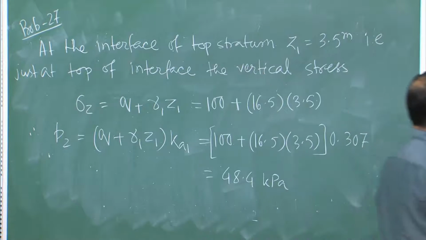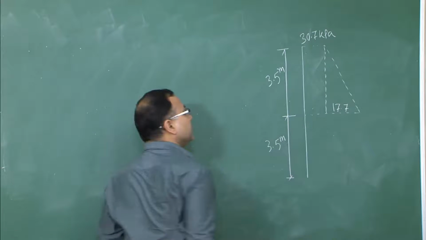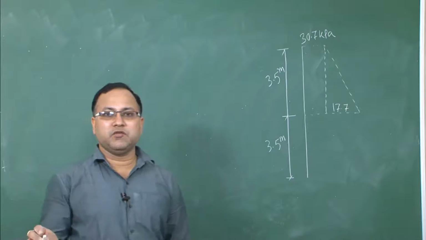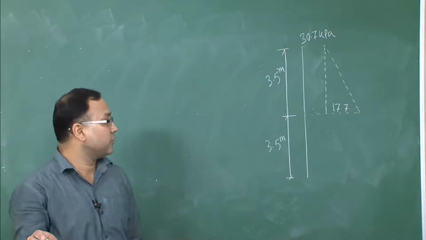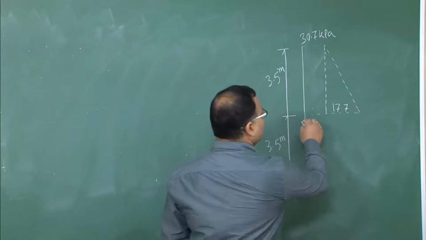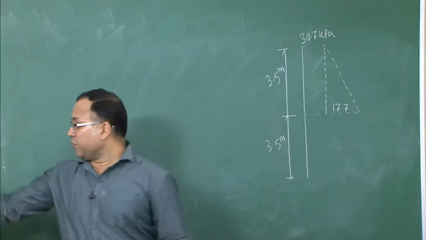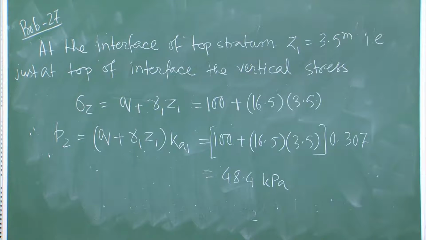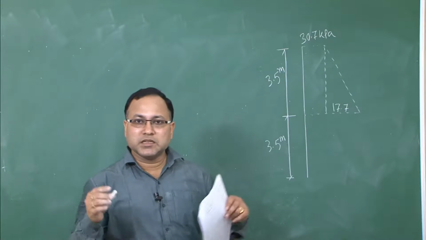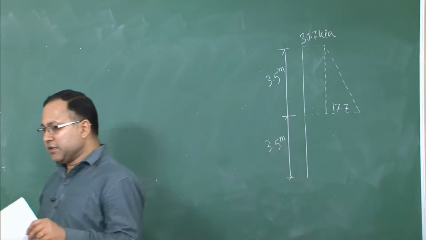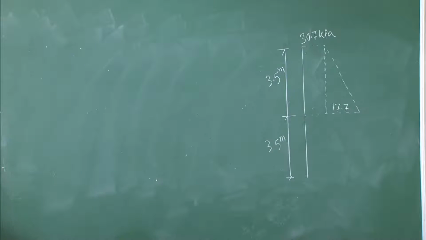Okay. So, at the top of the wall you have the pressure at 30.7 kPa, which is exclusively due to the surcharge, and then just at the top of the interface you are getting 48.4, which we have calculated. So, 30.7 plus 17.7. So, that is the total pressure acting just at top of the interface.